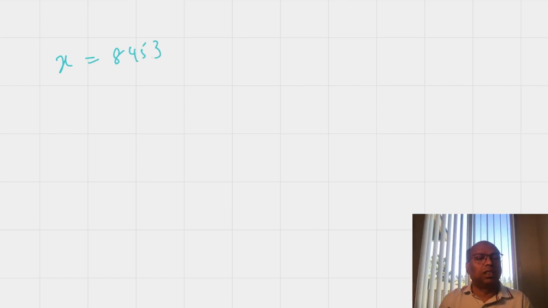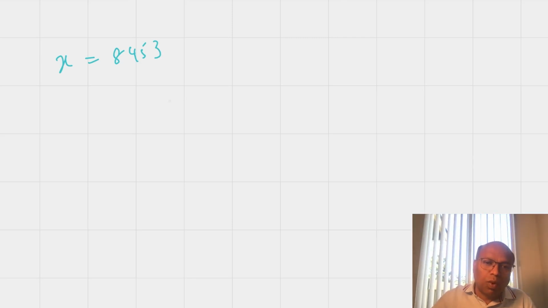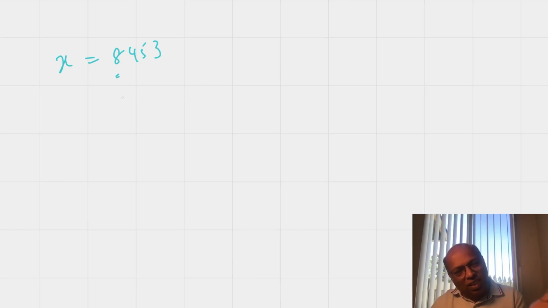What is the sum of the digits? I need to say 3 plus 5 plus 4 plus 8. It's easy to say 3 plus 5 plus 4 plus 8 rather than starting from 8. Why? Because if you want to start from here, you need to know how many digits are there, right? Here, you can take the first digit, cut the digit, then go to the next one, right?